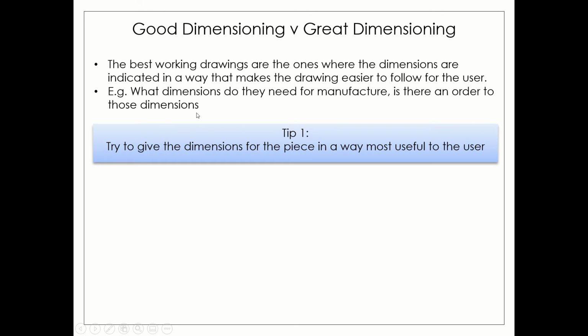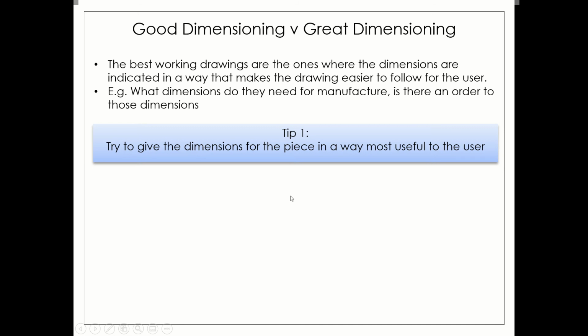So an example of that is, what dimensions do they need for manufacturing? Is there an order to what dimensions they might need? Are they working from a reference line constantly? If so, dimension it from a reference line. So tip one, try to give the dimensions of the piece in a way most useful to the reader.